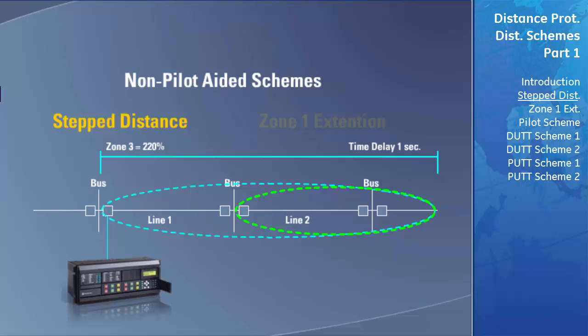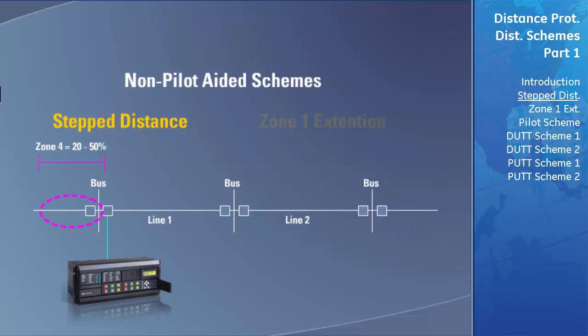Zone 3 must have a time delay that is longer than the operate time of Zone number 2 of the adjacent transmission line. Therefore, a time delay of 1 second is commonly used. Zone 4 is used as backup protection for a small portion of the adjacent transmission line in the reverse direction. The operation of this zone is usually time delayed to allow the first zone and second zone of that adjacent transmission line to operate first. A time delay of 750 milliseconds to 1 second is common.